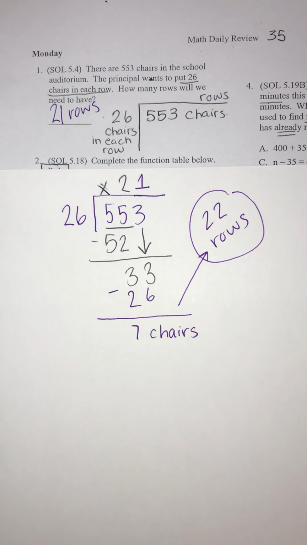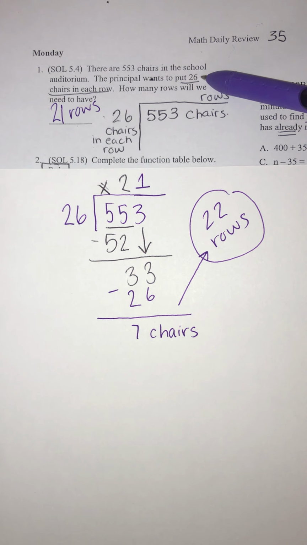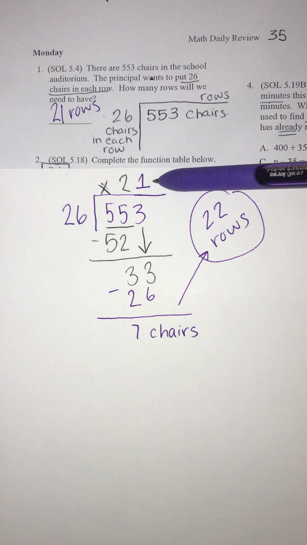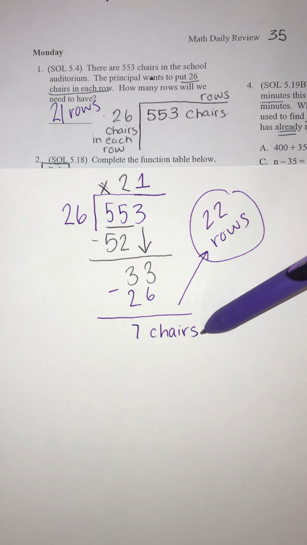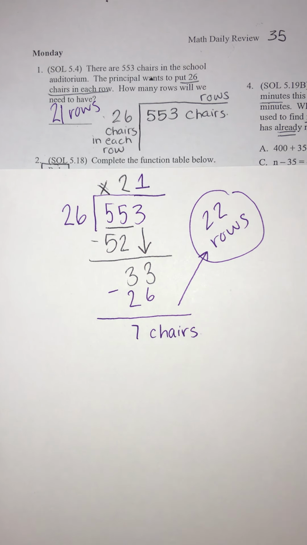I don't think the question is as clear as I would want it to be, so I'm just assuming that the rows have to have 26 chairs in them. So in that case, you can only make 21, and then you'll have 7 chairs left over. It's one of those real world problems where you would kind of have to figure it out if you were in this scenario, okay? All right.